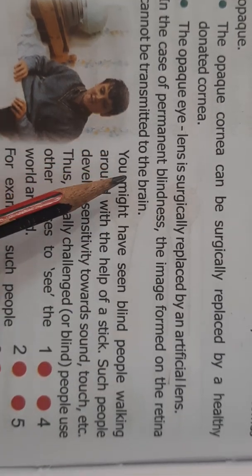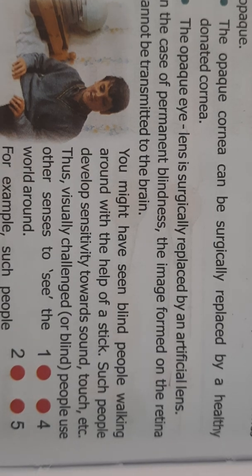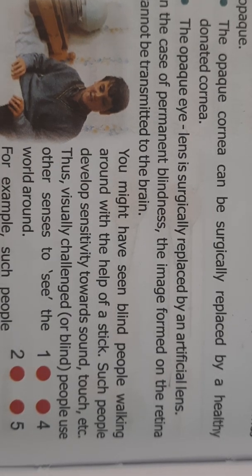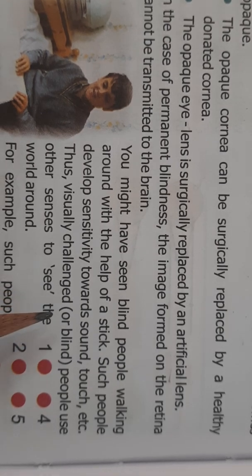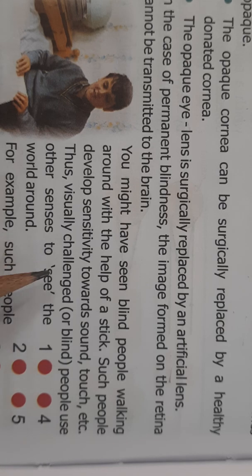Now, in case of permanent blindness, the image formed on the retina cannot be transmitted to the brain. That means the brain is not able to receive the message about seeing the light. So, you all must have seen children, blind people walking around with the help of a stick. Such people develop sensitivity towards sound and touch, and thus visually challenged people use other senses to see the world around. Okay, for example, they can recognize some of the letters by touching.